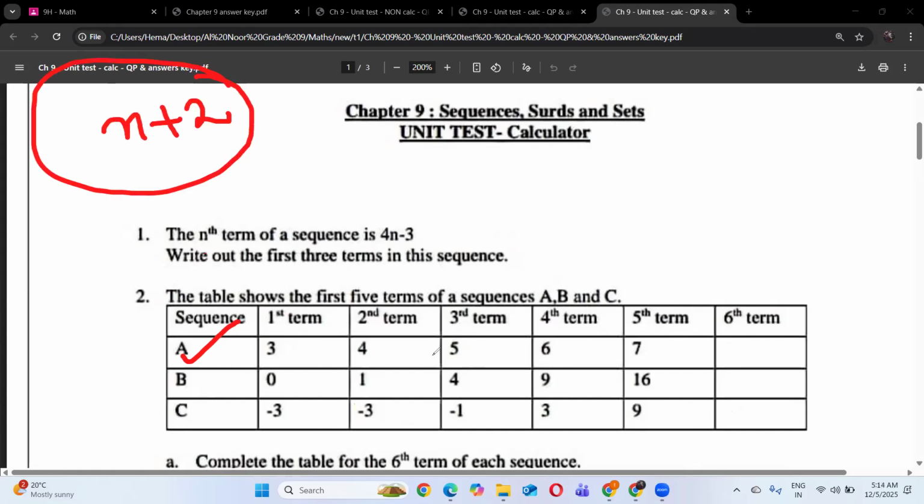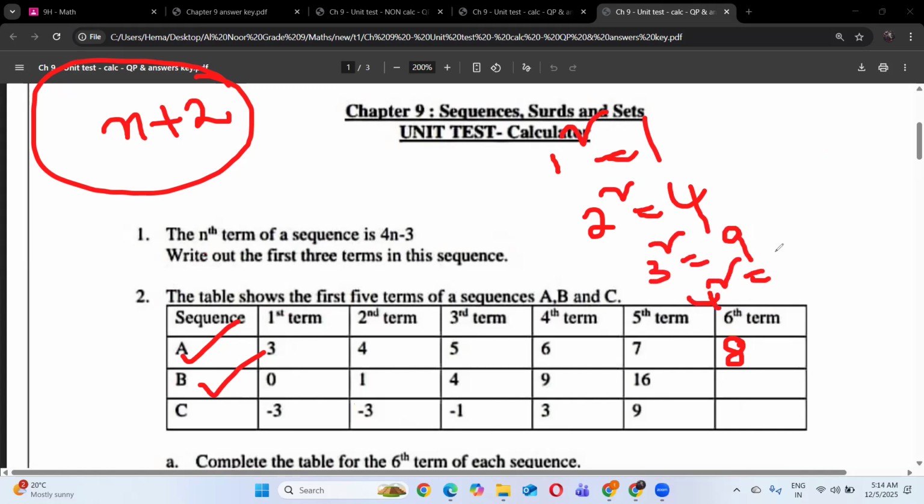Keep that aside. Anyway, one number is different. The sixth term will be 8. And if you observe the second sequence: 0 squared is 0, 1 squared is 1, 2 squared is 4, 3 squared is 9, 4 squared is 16, the next will be 5 squared, which is 25. So here the sixth term will be 25.